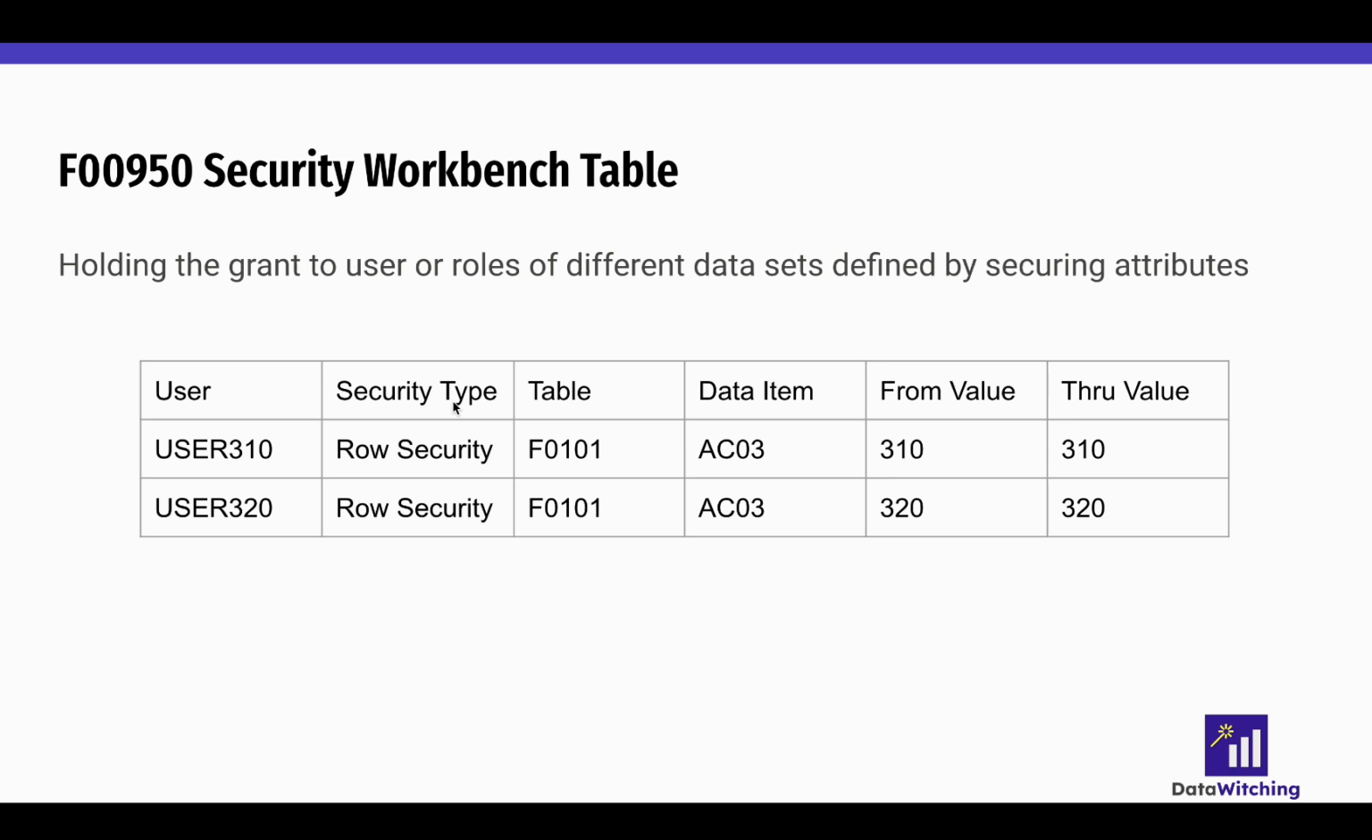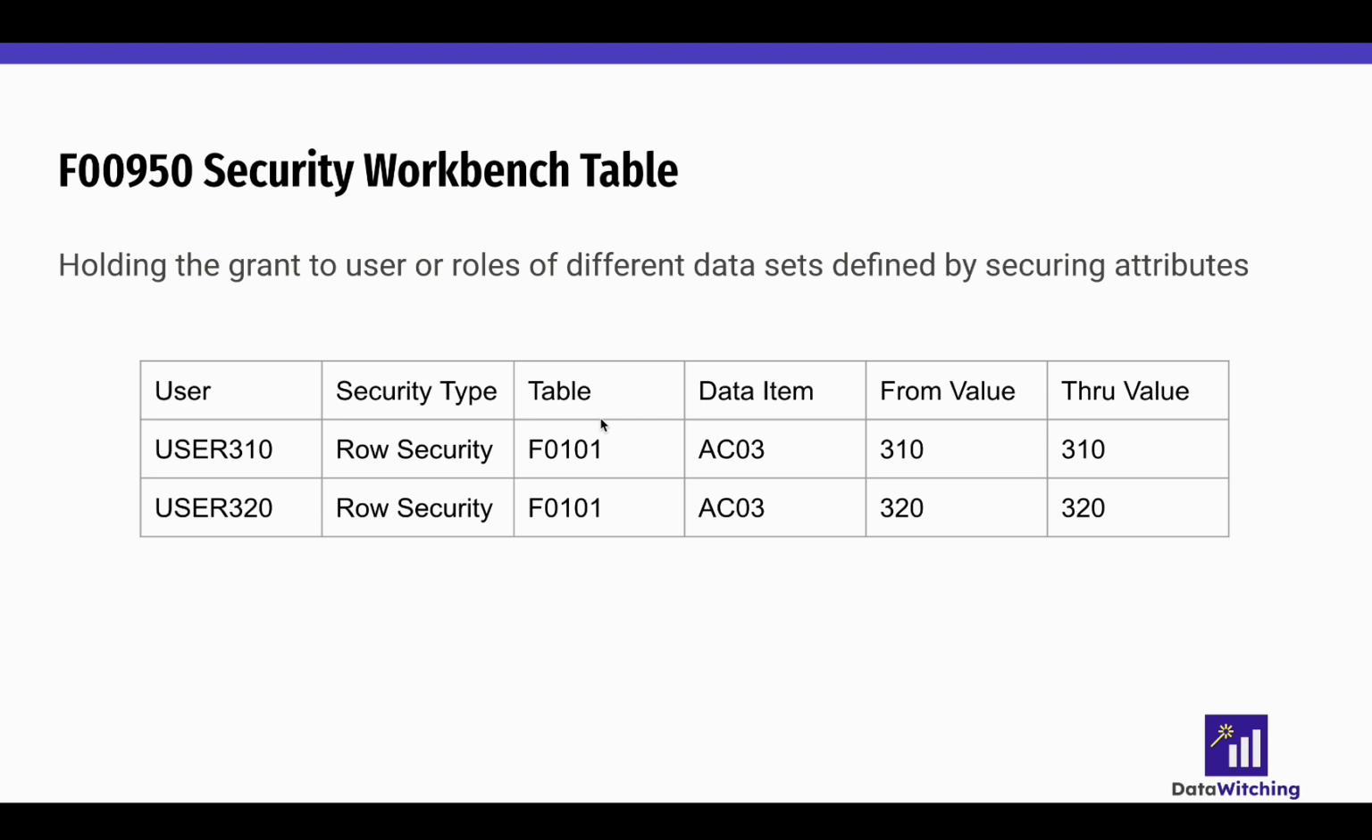Next, we have a security type. This table is multi-purpose. It records not only data security but also navigational accessibilities, permissible user actions, and available functions. GDE uses a single table to handle all these different types of security grants. For our purposes, we are focused on row security.